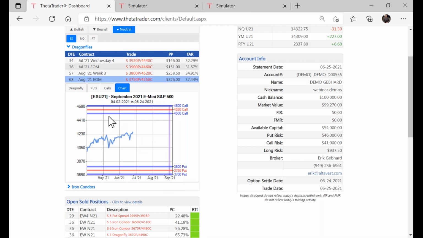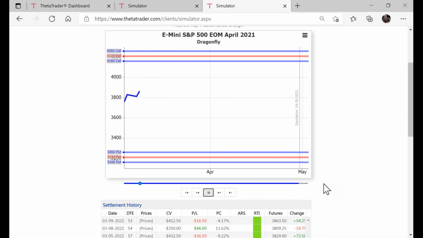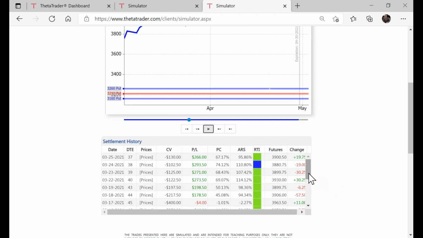So that structure on the Dragonfly is completely different than the Condor. It has a completely different risk reward framework. And remember, you are long these closer to the money calls and puts. In this case, 50 points closer to the money, and that will make a big difference in certain market circumstances. So with that said, you'll see here this Dragonfly, and we'll run through here. Let me pause it.